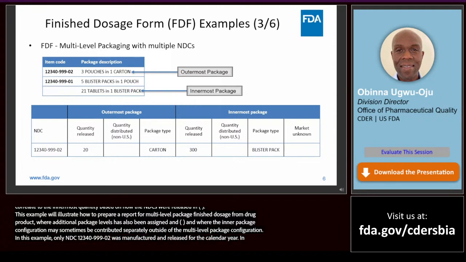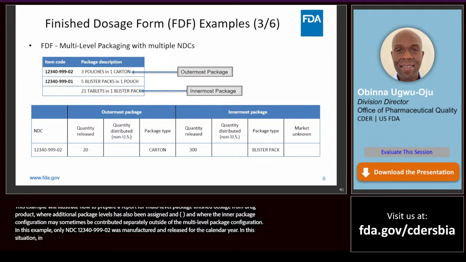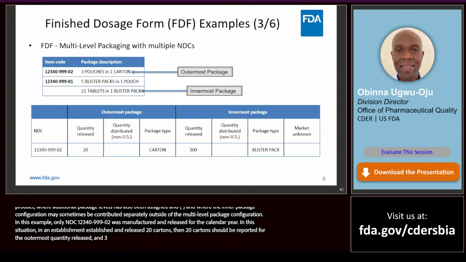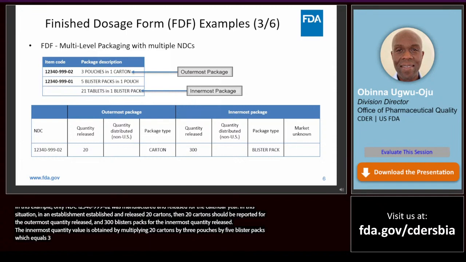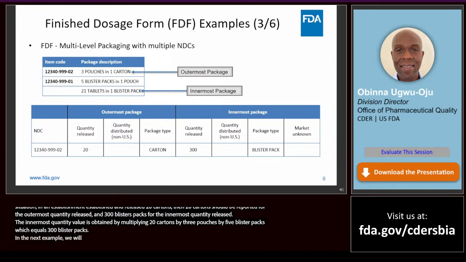In this situation, if an establishment manufactured and released 20 cartons, then 20 cartons should be reported for the outermost quantity released, and 300 blister packs for the innermost quantity released. The innermost quantity value is obtained by multiplying 20 cartons by 3 pouches by 5 blister packs, which equals 300 blister packs. In the next example, we will examine a scenario where the inner NDC 12340-999-01 was also separately manufactured and released.